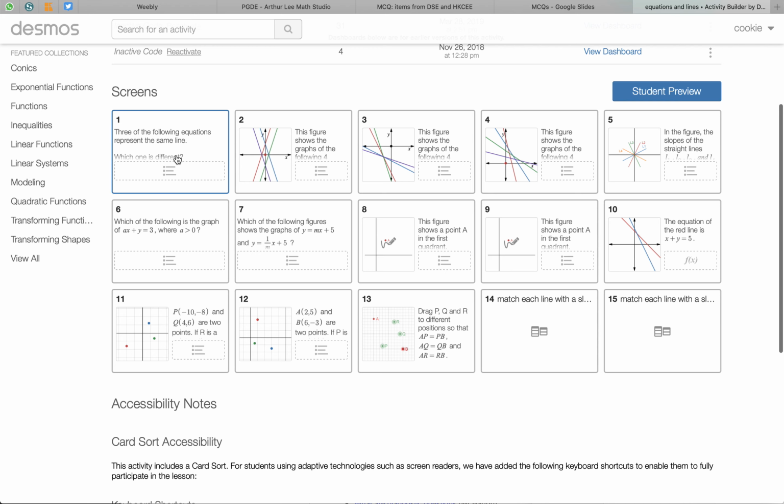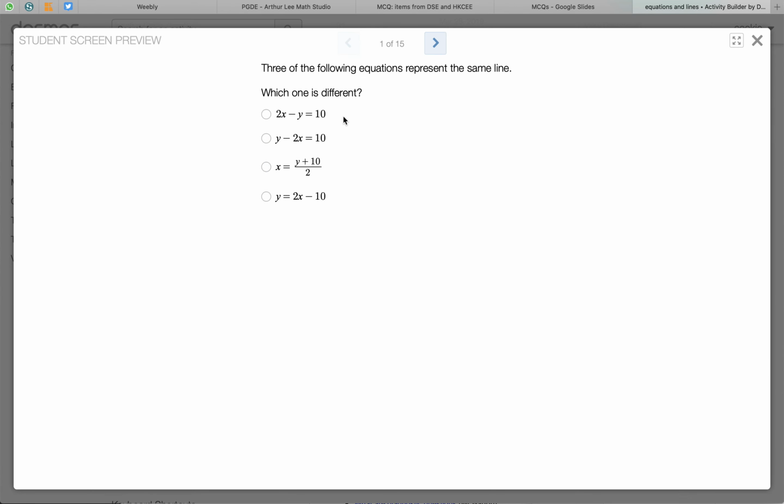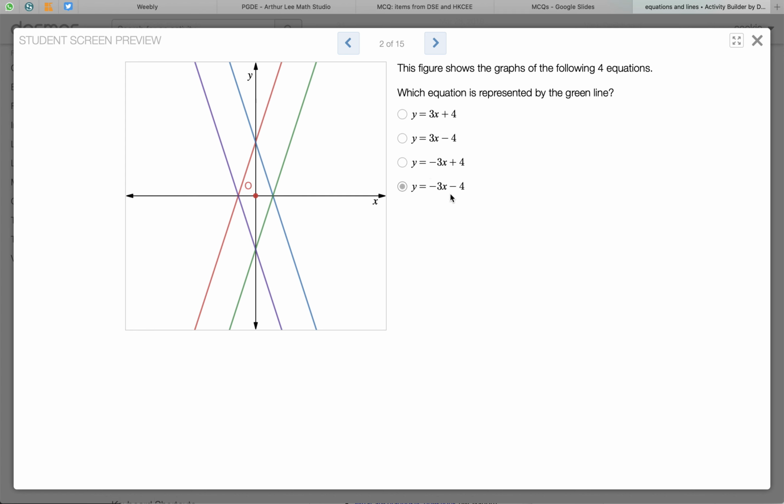First of all, we look at the students' question. This is the students' preview. So these are the questions. The student can answer this by choosing the options. So once they choose, okay, then this can be submitted. These are also questions that I quickly put in the Desmos platform.